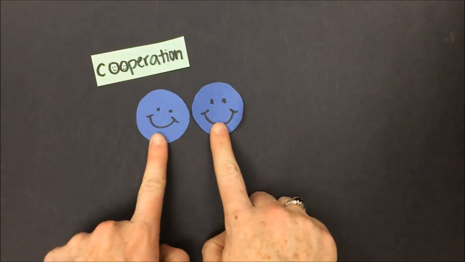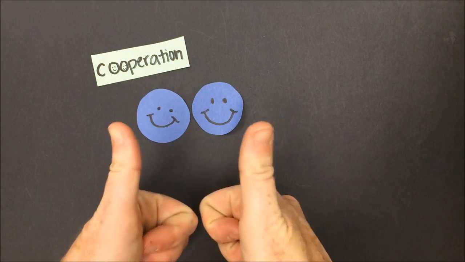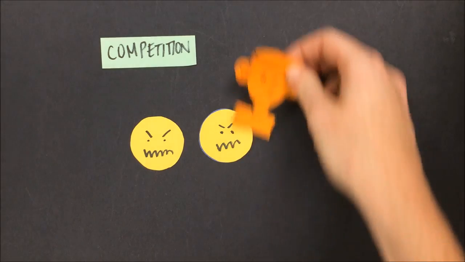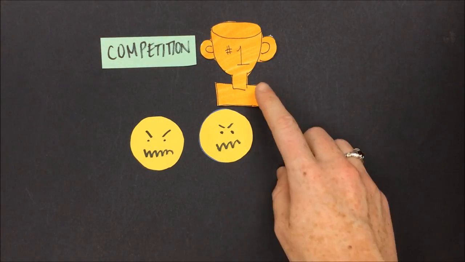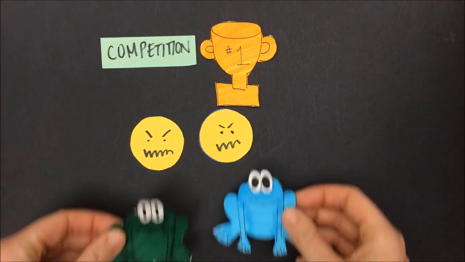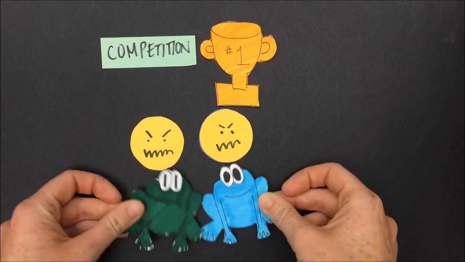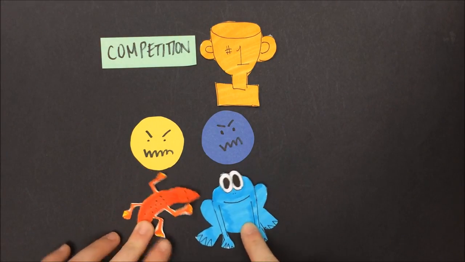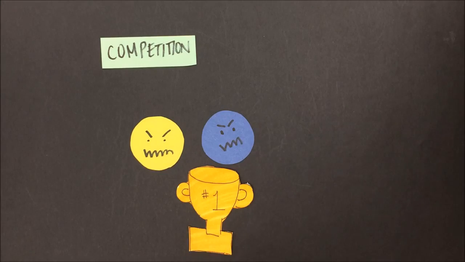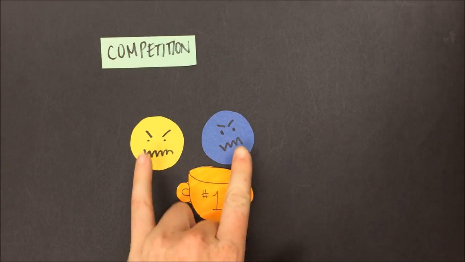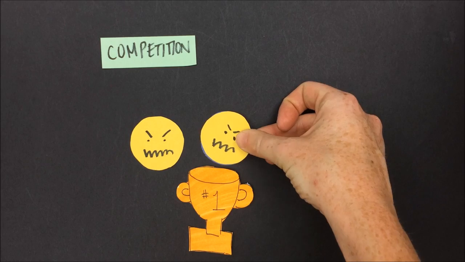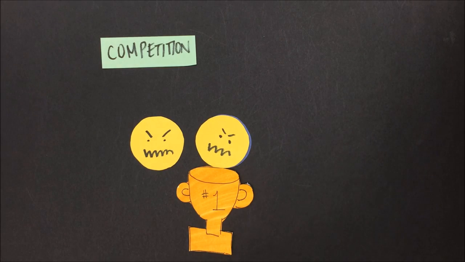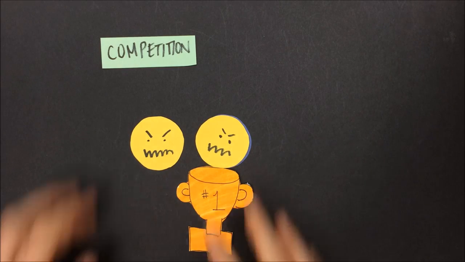So in cooperation, organisms of the same species both benefit. Competition can occur between different species or members of the same species. Competition is when organisms are fighting for limited resources. An example of this might be two frogs fighting over food sources, or perhaps a frog and a salamander fighting for territory. So in competition, which is either between different species or members of the same species, two or more organisms are fighting for limited resources to enable their survival.